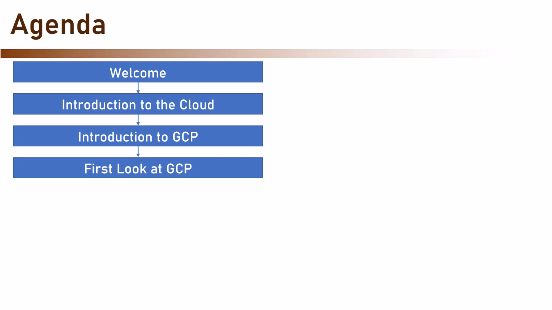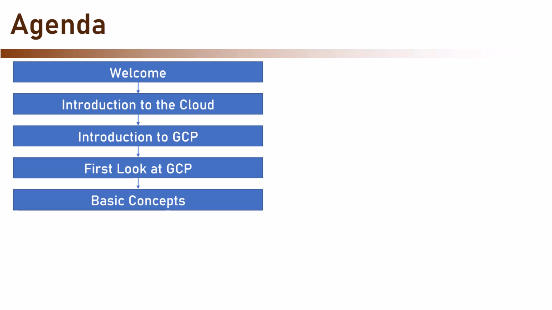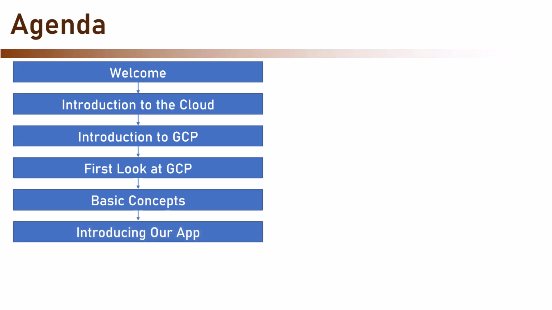Then, we will have our first look on GCP. In this section, we will actually do some hands-on work with GCP and learn about the console, which is where we will do most of the work. Next, we will learn some basic concepts in GCP, which we will use along the course. And then, we will get introduced to our app, which is a system we will build together as we progress through the course. We will understand what it does and prepare our computer for working on it.